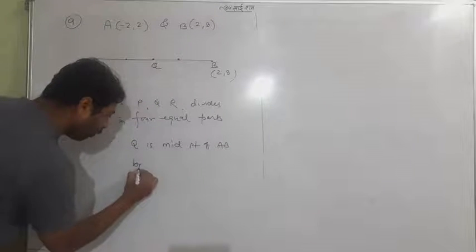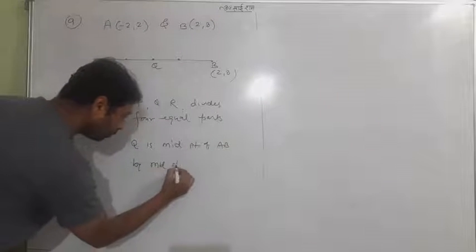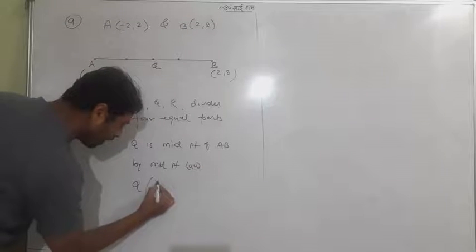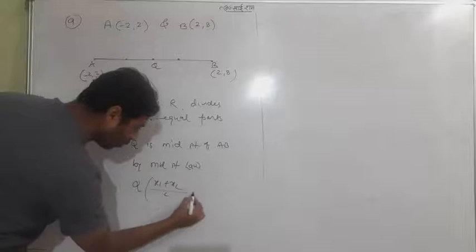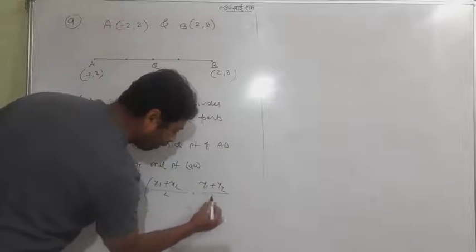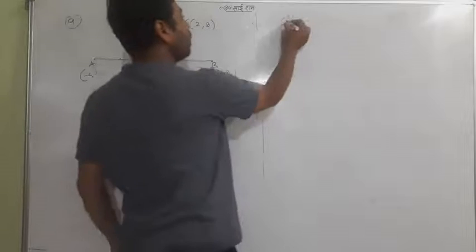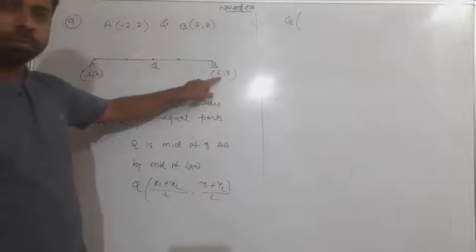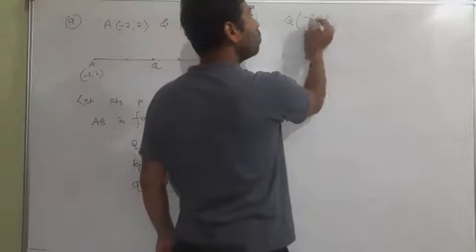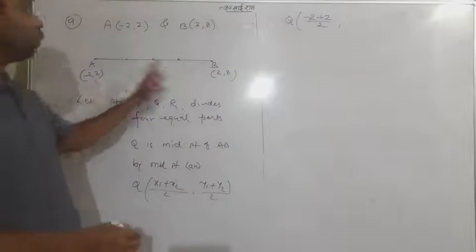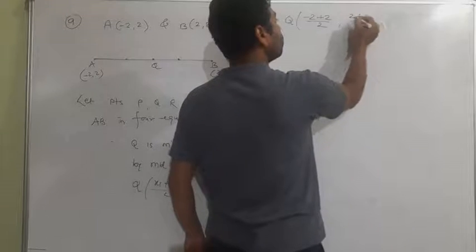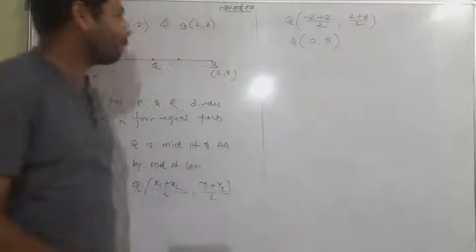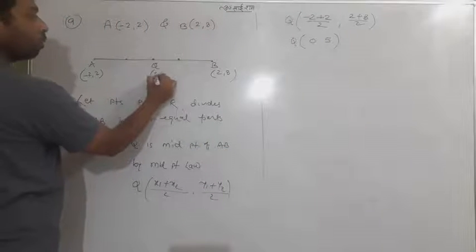So by the midpoint formula, you know it. What is the midpoint formula? Q is (x1 plus x2) upon 2, comma (y1 plus y2) upon 2, and you can find the answer. (-2 plus 2) upon 2, and (2 plus 8) upon 2. So by this method this is 0 and this is 5. You have got Q.